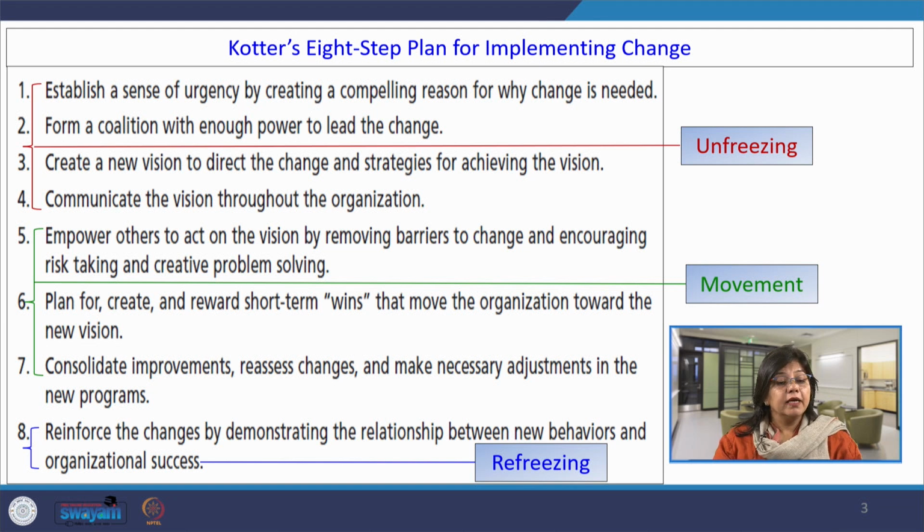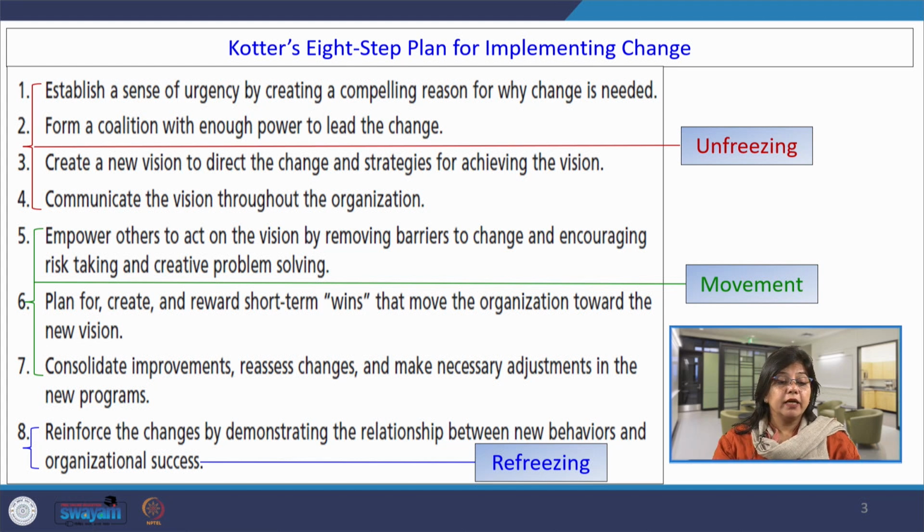The third, create a new vision to direct the change and strategies for achieving the vision. It is about moving ahead of the baseline of the strategy of the organization. The basic goals can be achieved on some basic line or pattern, but if the change goes beyond the basic goals, then definitely the strategy has to be re-routed or re-established in a way that the vision that has been created for change is implemented in a very systematic manner.